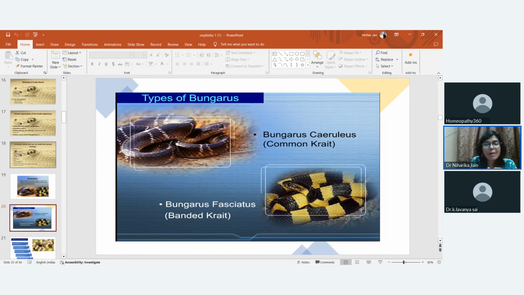Before I take this example, if you ask your patient about dreams or fears, sometimes the patient gives the source. I have a particular fear of this black and yellow kind of snake. Then after you make the whole case and the totality, maybe you will find Bungarus.